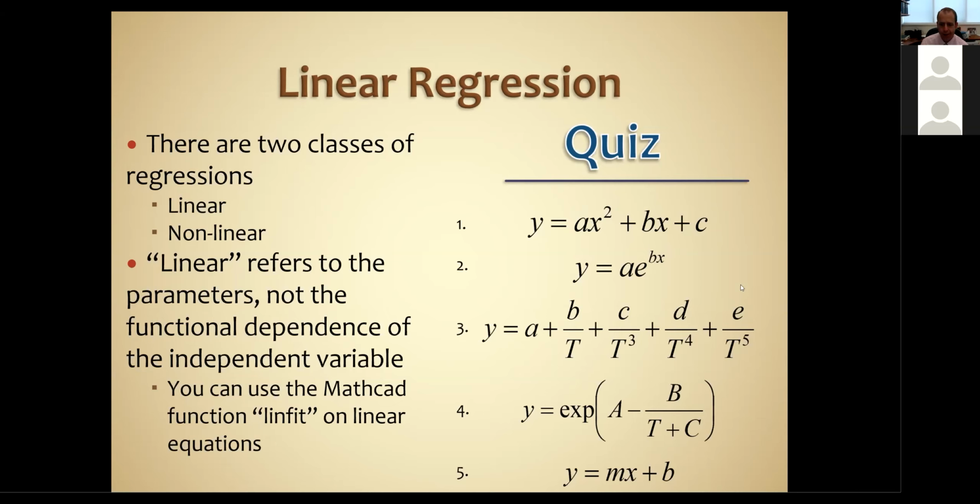So Adam, tell me about this one, number 2. Number 2 would not be linear because we have the b parameter in the exponent. Yeah, so yes. Now, this is the trick question. What can I do to make this linear? I take the log of it.